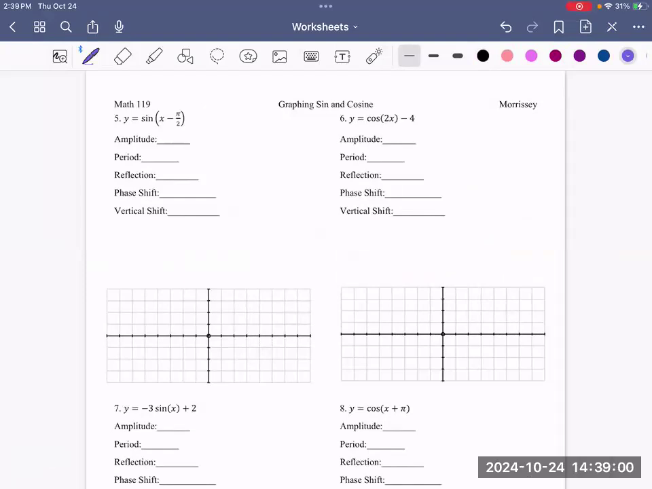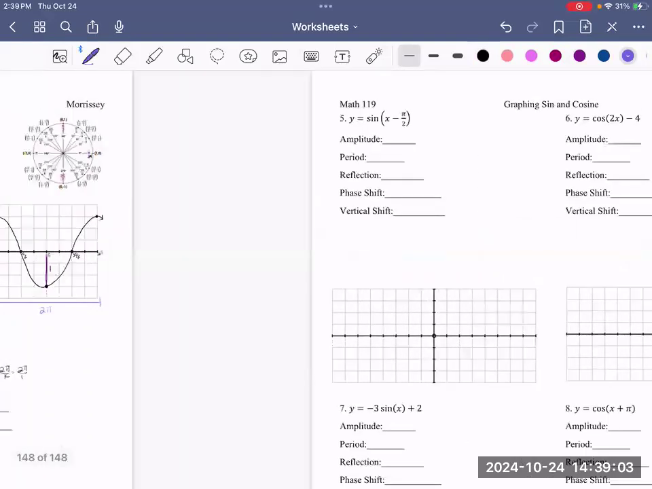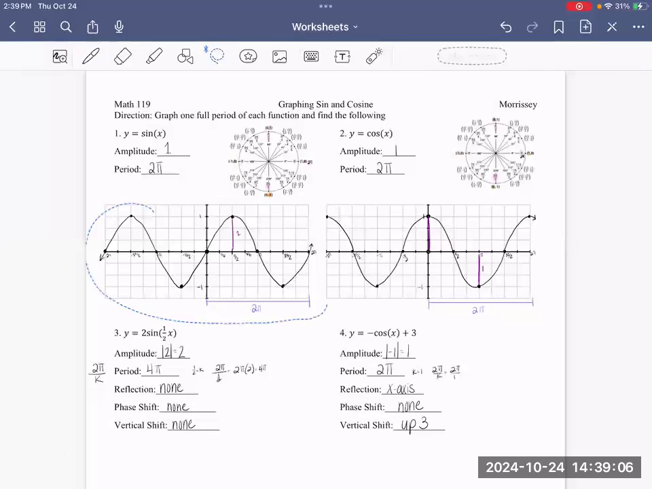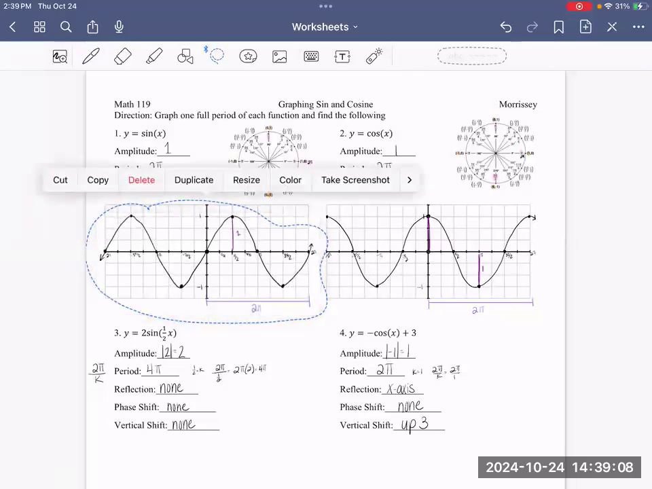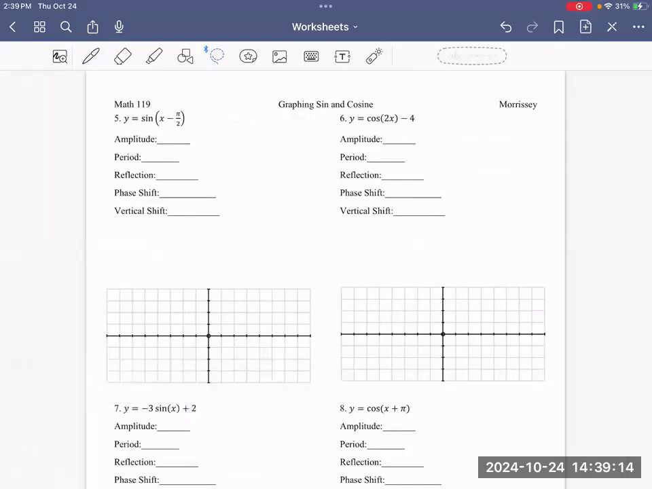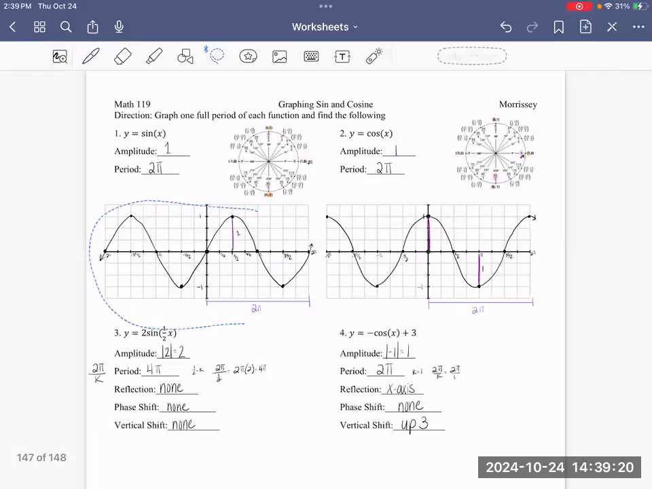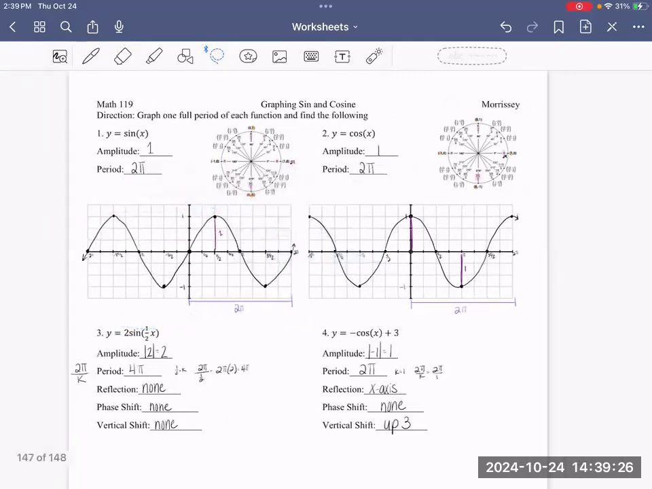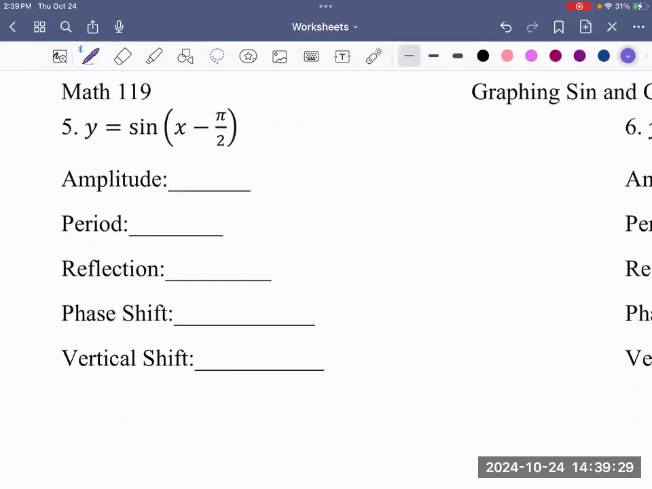So now let's see what we do if we have a phase shift. So on number 5, again, I'm going to grab my sine graph here. Copy. One more time. Copy. There we go. So I'm going to be using my sine graph to kind of just help us get it started. So when it comes to your amplitude, see if you can pause the video and try these first few. Your amplitude is going to be 1 here. Your period is still going to be 2 pi.